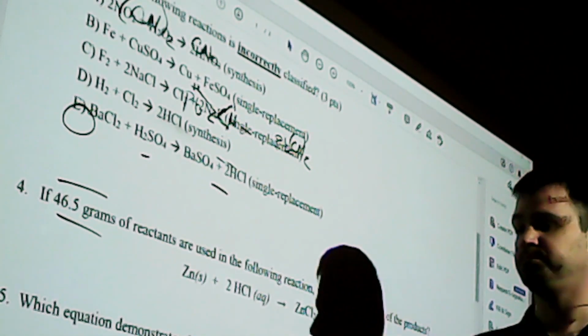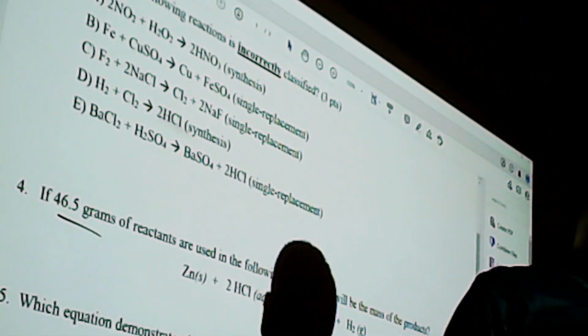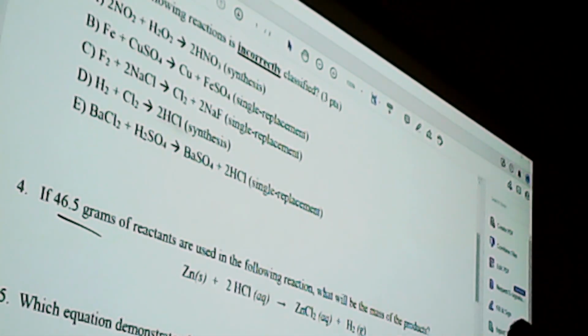Number 3. Real quick, how many of you picked A? I almost did. Somebody picked A. Nobody wants to tell me? Well, good. Here's the reason why nobody picked A. What were you going to say?